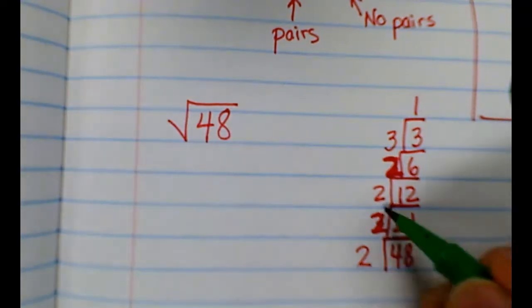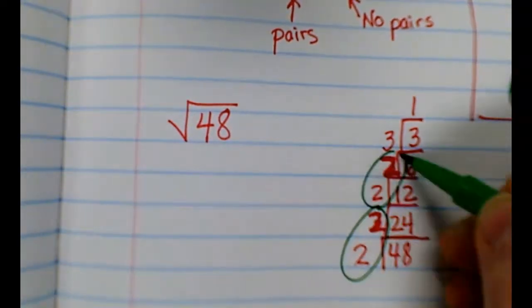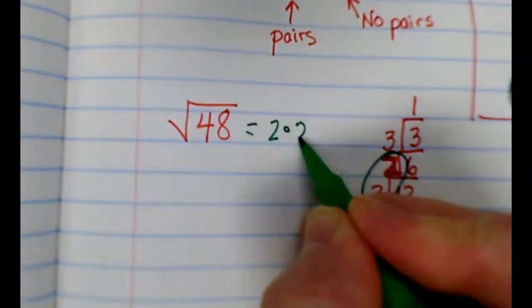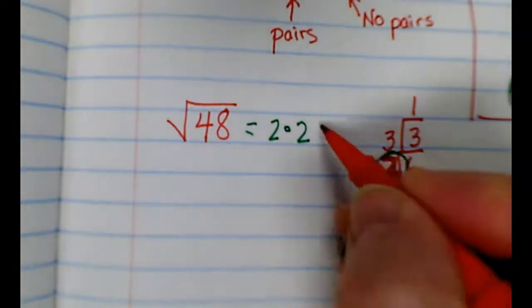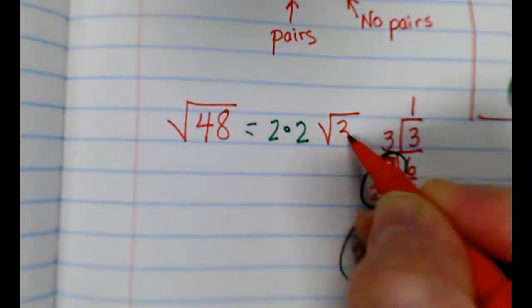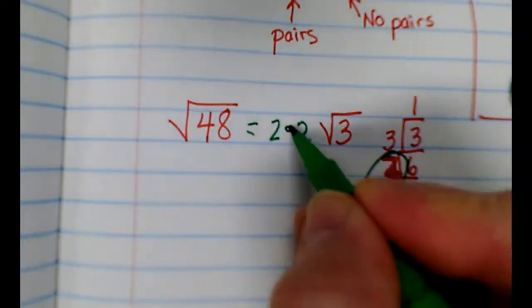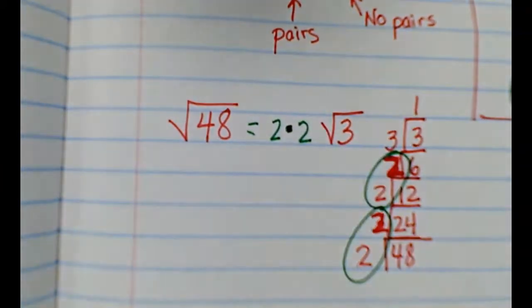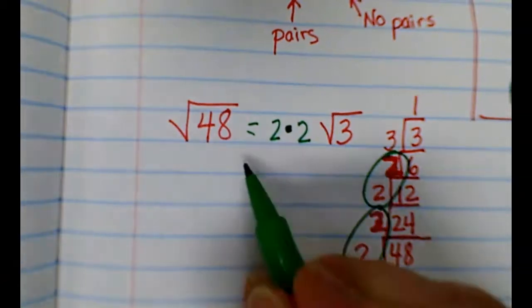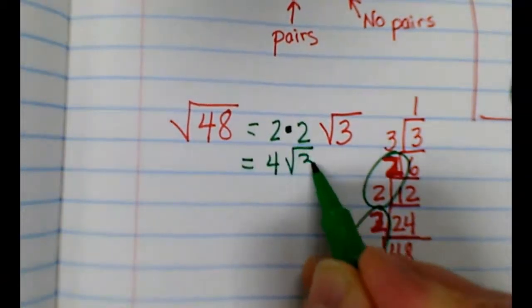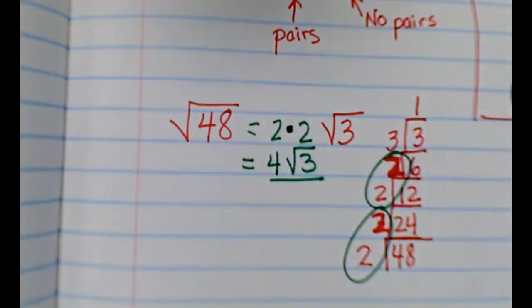So once I've divided, now what? What are the pairs? I have a pair of 2s. I have another pair of 2s. And what doesn't have a pair? And these numbers right here, I put a multiplication in. And so this is a pair of 2s times another pair of 2s. So this is a simplified number.